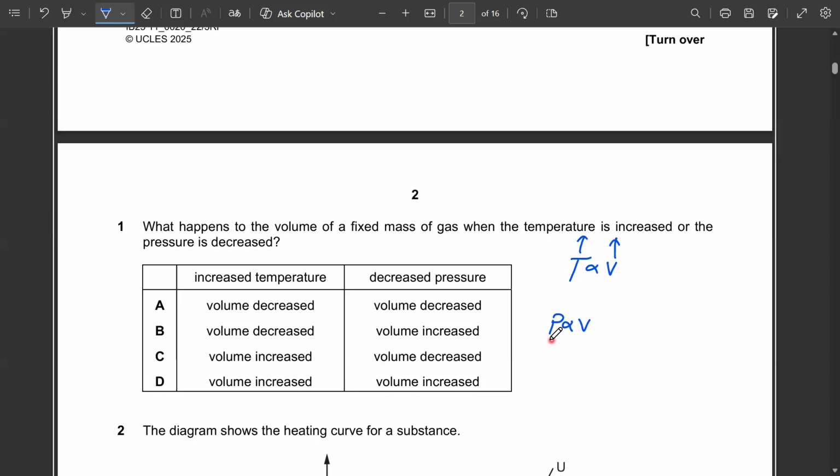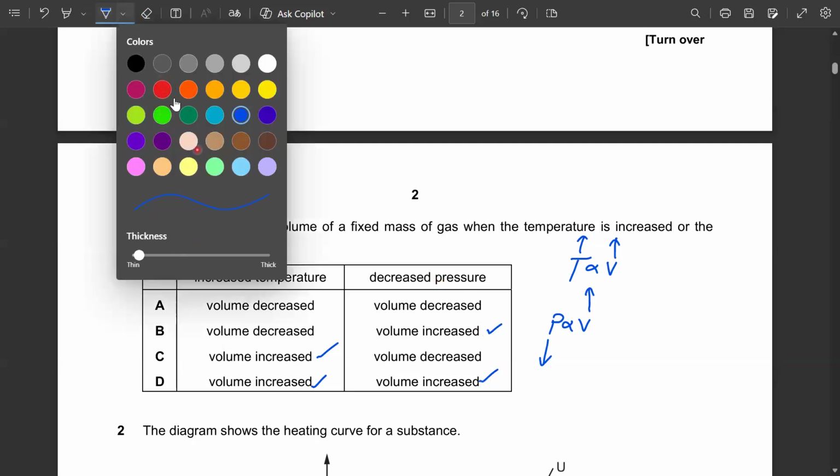So if the pressure is decreased, the decrease in pressure will increase the volume. From the given options, increased temperature will increase the volume, and the decrease in pressure will also increase the volume. In this way, the correct option becomes the D option.